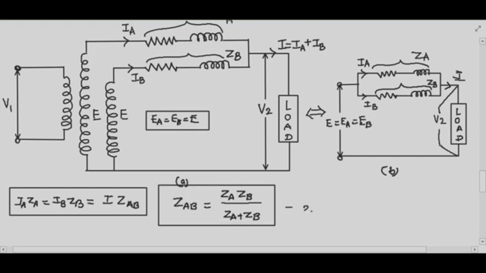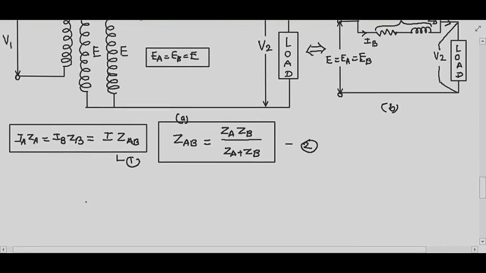Okay, this is your equation number 2. This will be your equation number 1. Okay, from equation 1, what we will get? From equation 1 I will get IA ZA equals I into ZAB. Therefore, I can write my IA will be equal to I into ZAB divided by ZA.